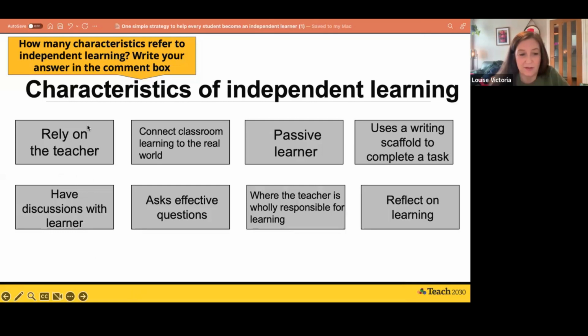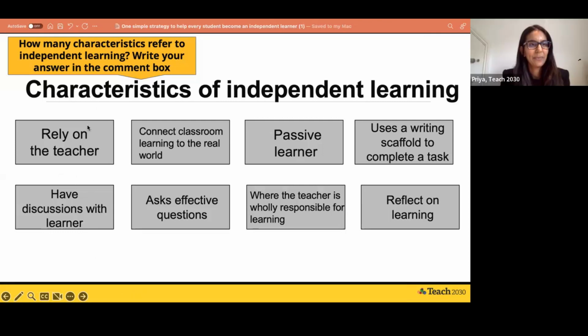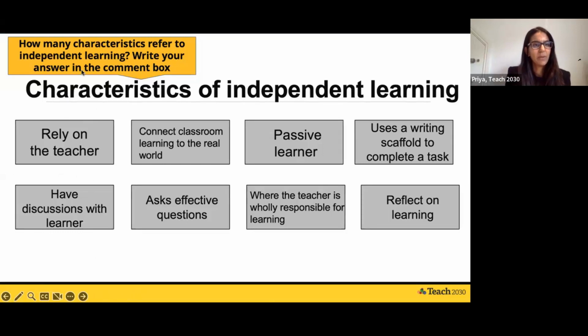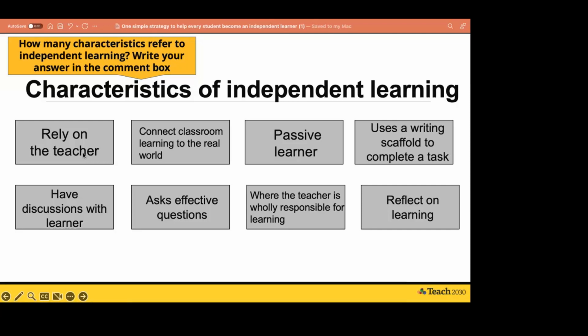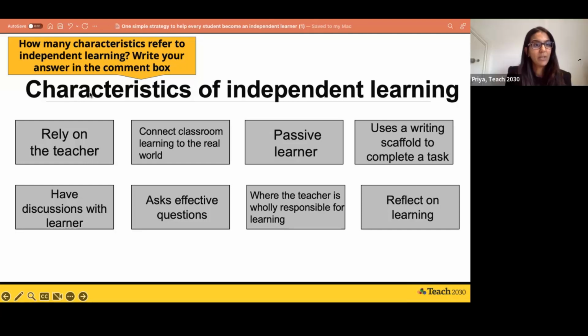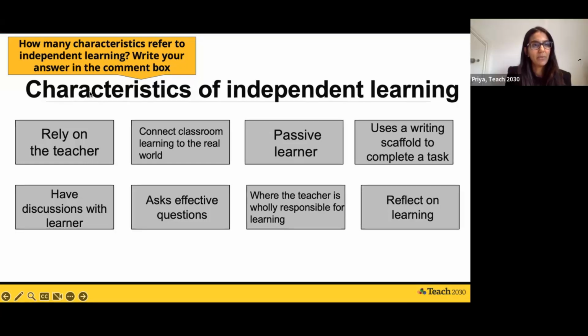Rebecca's picked out that reflect on learning. That was one of the ones that I was pretty sure about. Brilliant. Excellent. Fantastic. I don't know if anyone else would like to. Maybe I'll just give. Okay, thank you, Hugh. Thank you so much. Let's go through some of them as well. Thank you so much, Rebecca. You're absolutely right there as well.